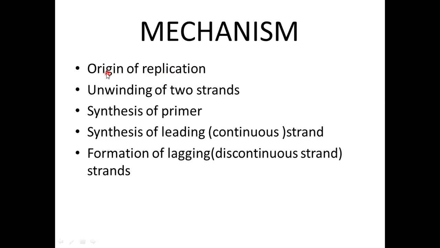Prokaryotes have one origin of replication because they have circular DNA. But in eukaryotes, there may be more than one origin of replication. We can abbreviate this as ORI, O-R-I, origin of replication. Then in the mechanism, the two strands have to be unwound. Unwinding of the two strands is done by the helicases. Then synthesis of primer is done by primase, and synthesis of the continuous strand and the discontinuous strand is done by DNA polymerases.